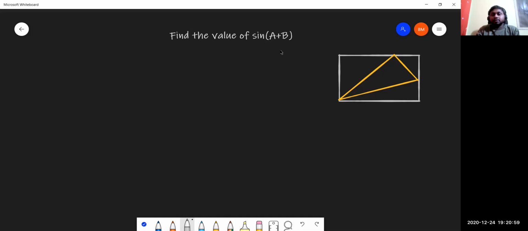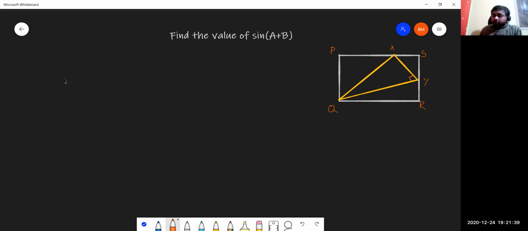So let's get started with how to find the value for sine A plus B. For this, I have considered a rectangle here. Let me name this rectangle PQRS. Inside this rectangle, I will construct a right angle triangle, and I will take two points on sides PS and SR consecutively, X and Y, and the right angle will be at point Y.